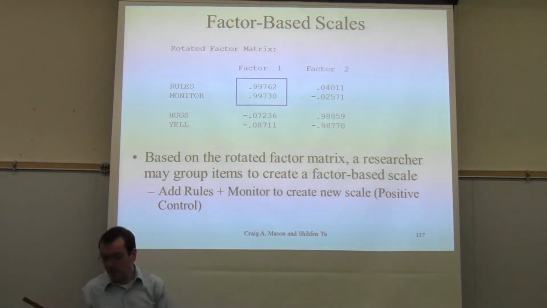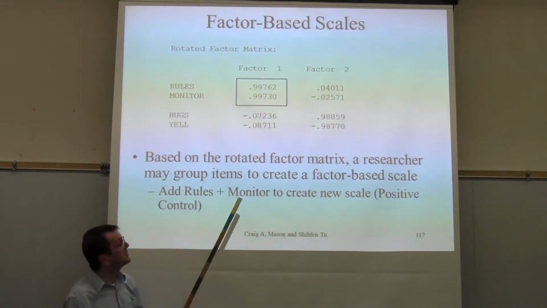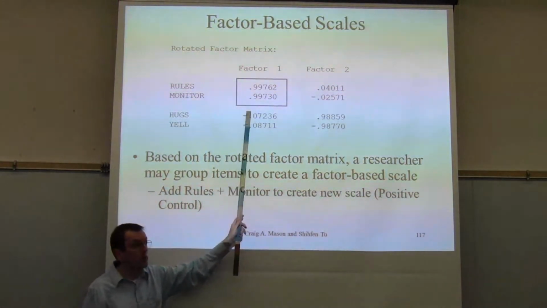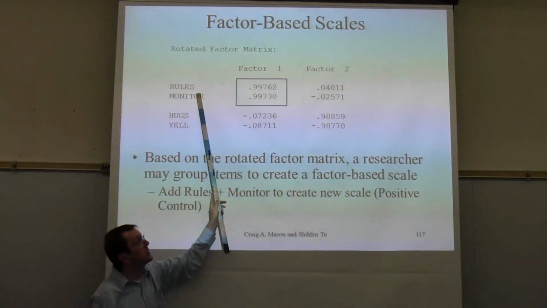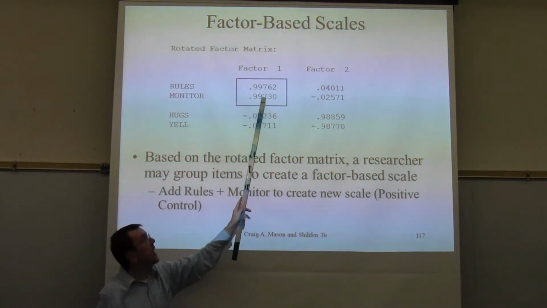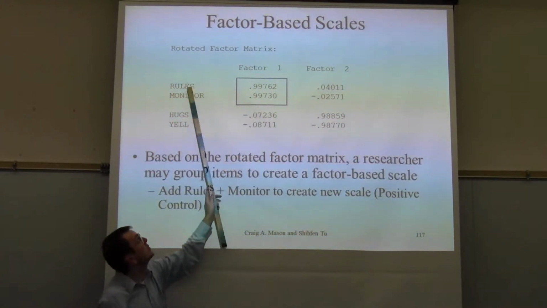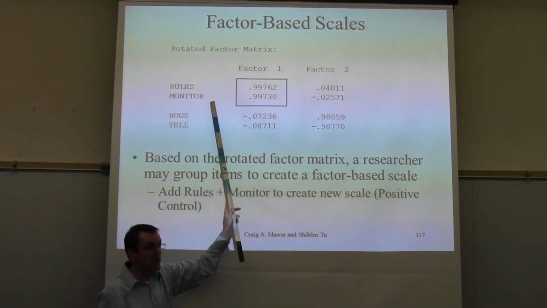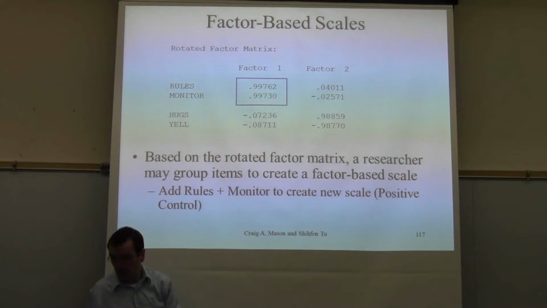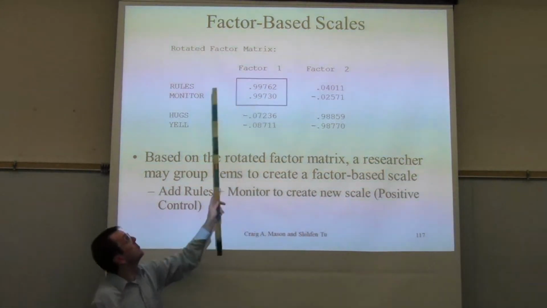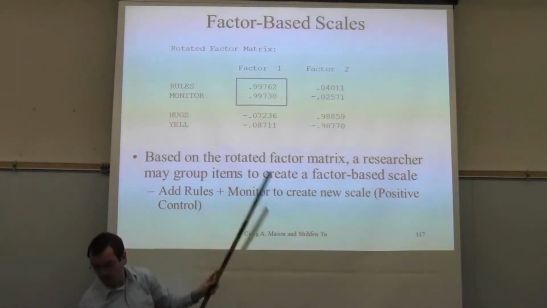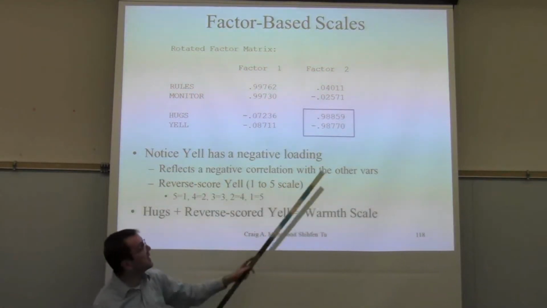You can calculate what's called factor-based scales, and that's usually what people will do. They'll say, okay, these two variables go together, and so I'm going to maybe take the average of rules plus monitoring. I'll take the average of those two variables and create a new scale, or I'll add them up and create a new monitoring scale.